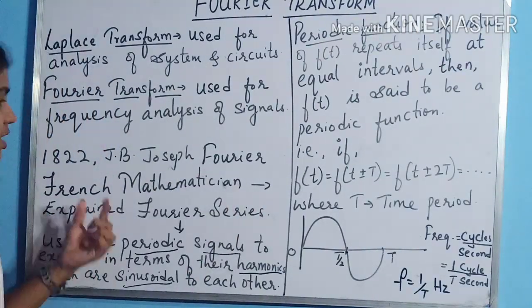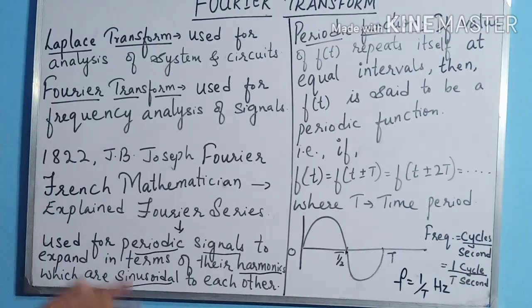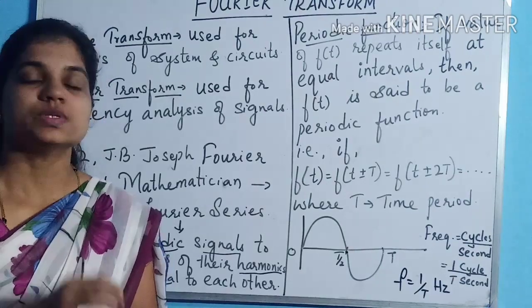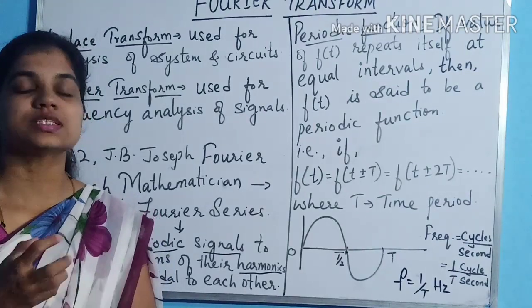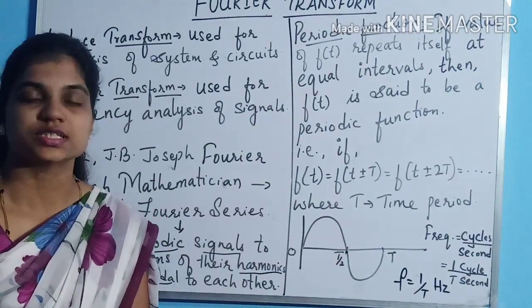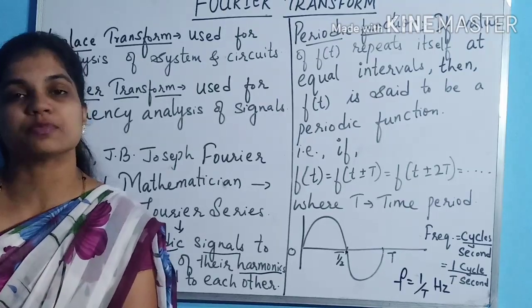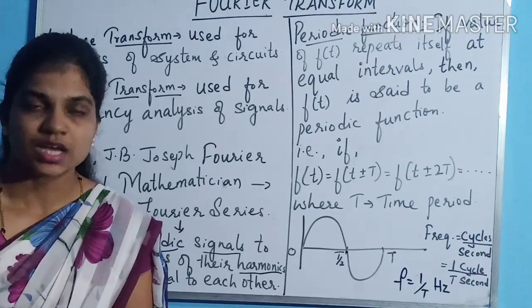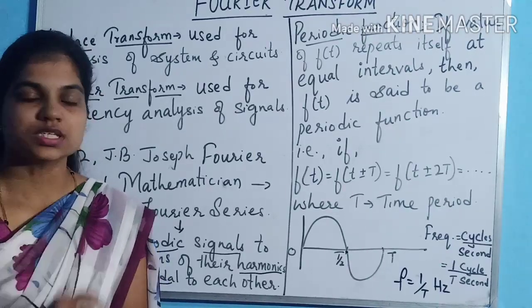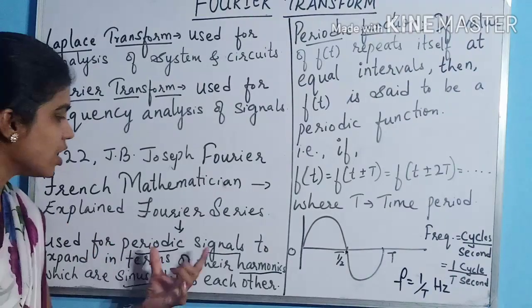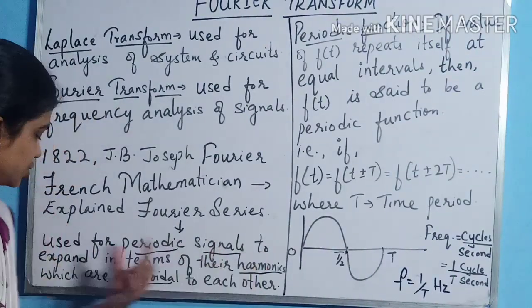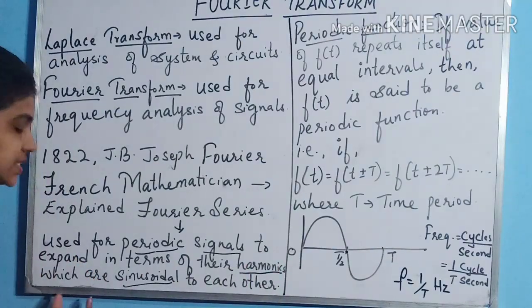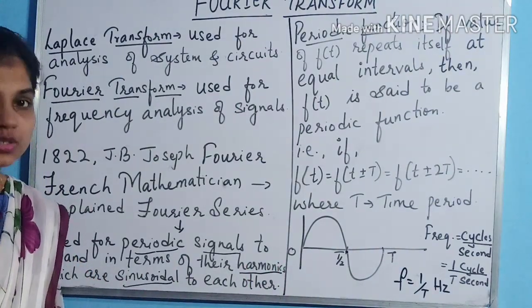Joseph Fourier, a French mathematician, explained the Fourier series with a famous theorem which stated that the sum of all the sinusoidal harmonic components are relating to a particular type of series, and that series was called the Fourier series. So he said that the Fourier series is used for periodic signals to expand them in terms of their harmonics, which are sinusoidal to each other.